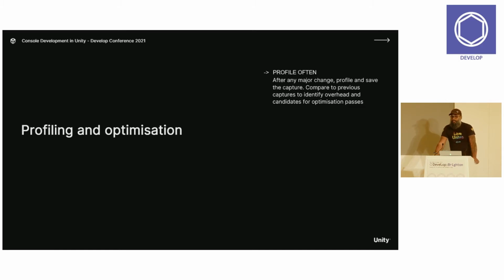Look at garbage collection as well. Use your profiler to identify any CPU spikes that you might get. CPU spikes normally come from garbage collection. If you're allocating a lot, try and find out where you're allocating, remove those allocations, start caching things.